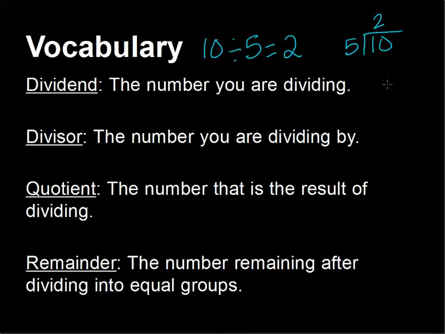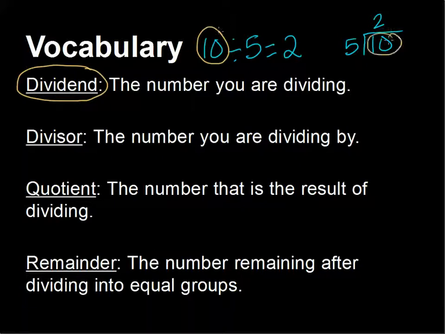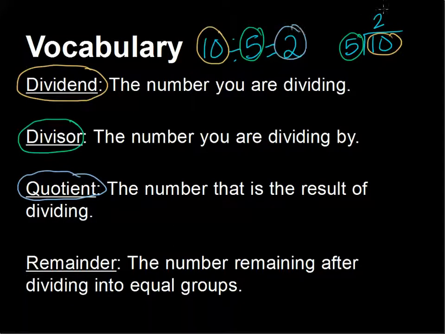For these examples, the dividend, which is the number that you're dividing or sharing, is going to be the 10. And we have the divisor, which is the number that we are dividing by, which is the 5. And then the answer to a division problem is called the quotient, which is 2 in this case. Now for these examples, we do not have a remainder, which is the number remaining after dividing into equal groups.